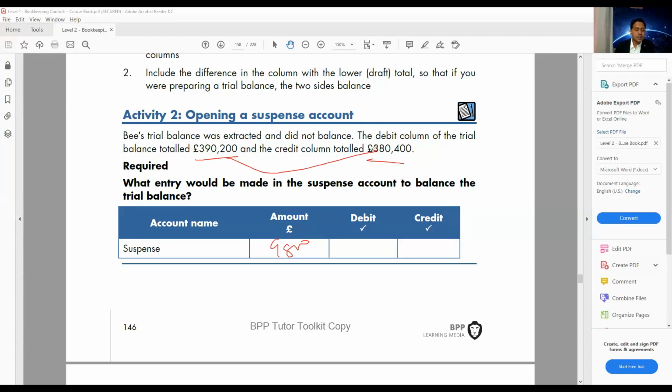And the suspense account is always created on the lower side. Which side is lower, 380 or 390? So 380 is lower, isn't it? To make the gap, to find the difference, I'm going to put 9,800 here to make it 390, isn't it? So it will always be created on the credit side. Remember, the suspense account is always created on the shortest side. Got it? All right, let's move on to the next one.